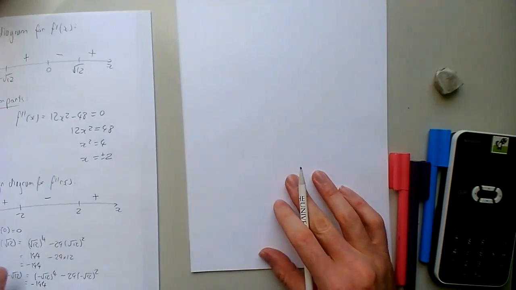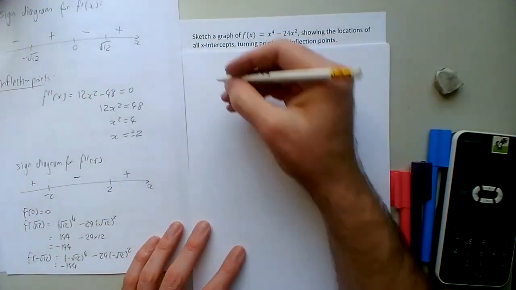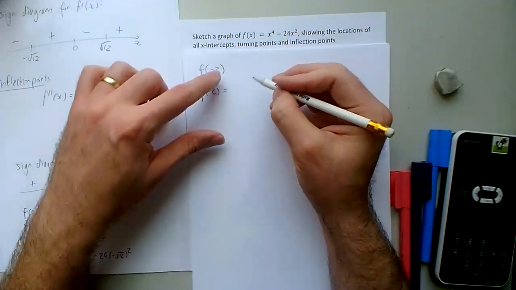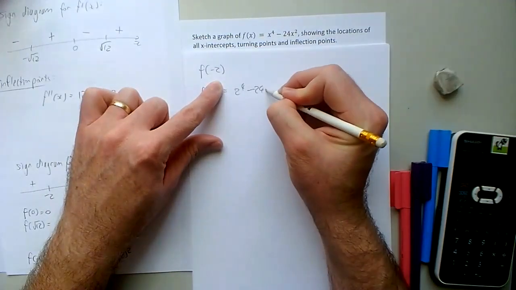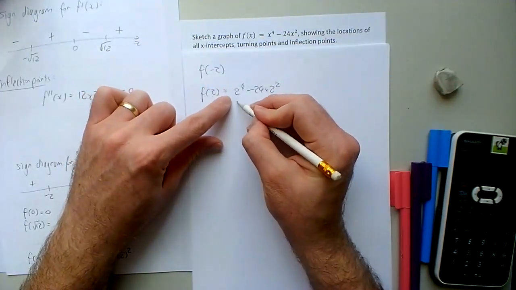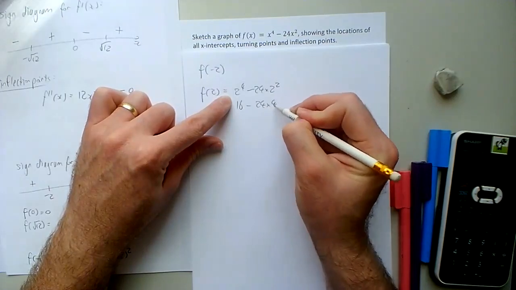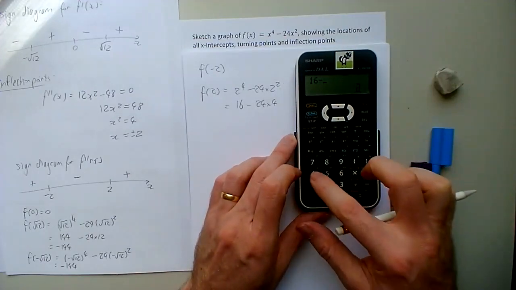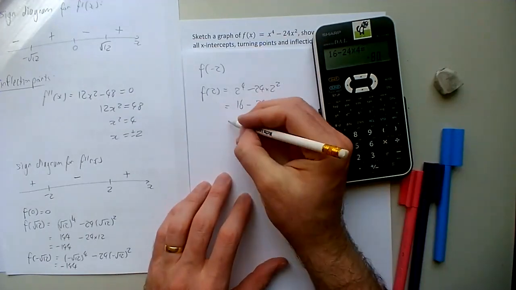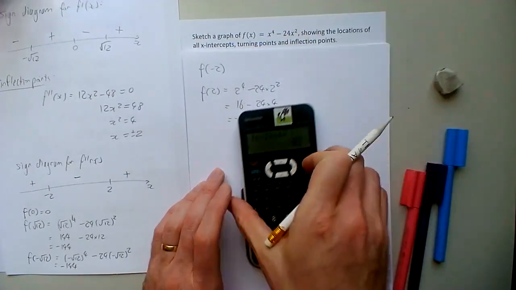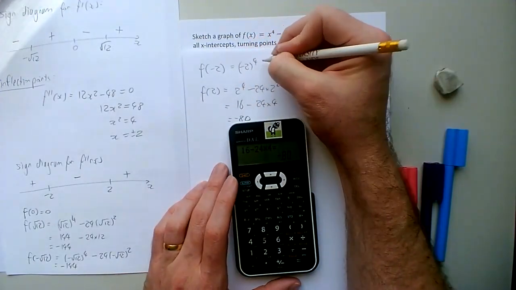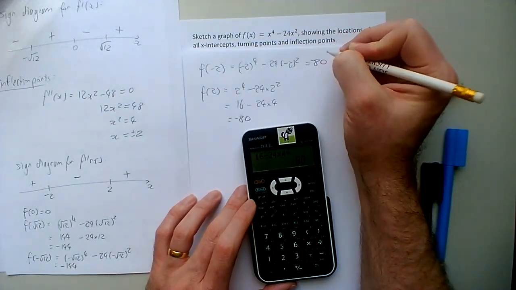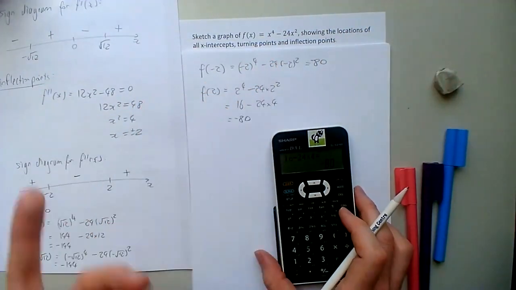And now the inflection points, which were minus 2 and 2. f of minus 2. So f of 2 would be 2 to the power of 4 minus 24 times 2 squared, which would be 16 minus 24 times 4, which is also negative. Minus 80. And this one would be minus 2 to the power of 4 minus 24 times minus 2 squared, which should also work out to negative 80 as well, because the 4 will make the minuses go away and it should be the same answer.